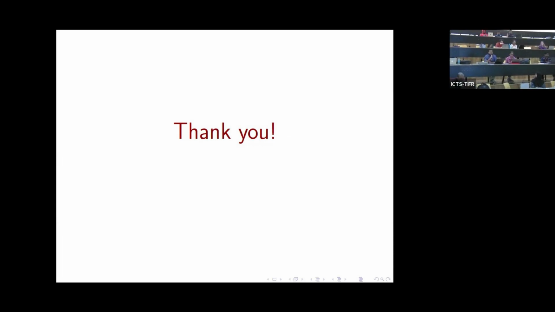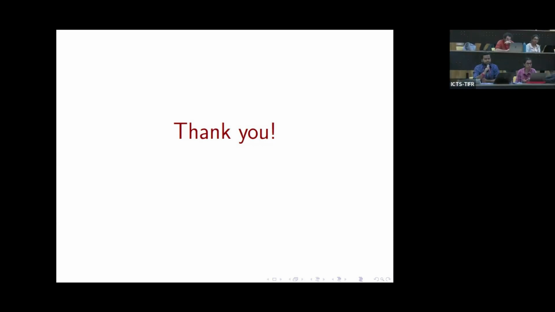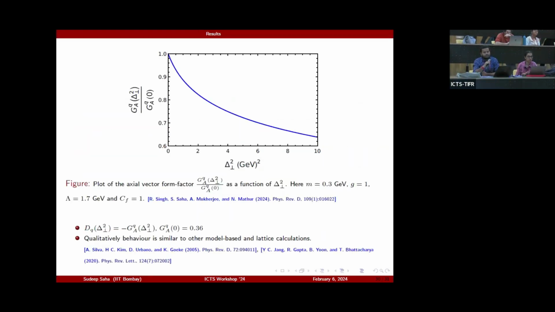The value of G_A at Q square equal to 0? It's 0.36 at 0. Oh, okay, it's already there.